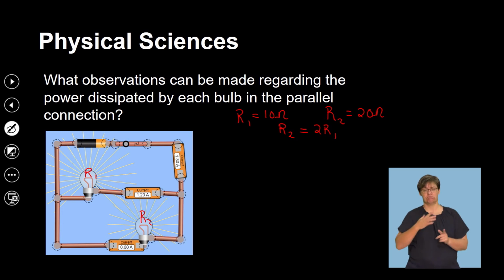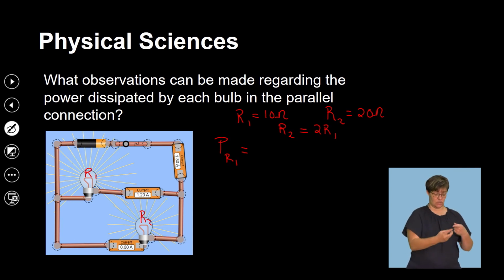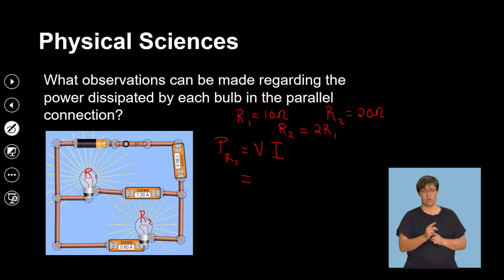Now, if we are to determine the power for R1, we know that for R1 we have both voltage, resistance, and also current. So we can use any of the three power formulae to determine the power dissipated by light bulb 1. We can use, for argument's sake, VI, where our voltage is the same for both, which is 12. And then the current that goes through R1, as you can see from the reading, is 1.2 amperes.